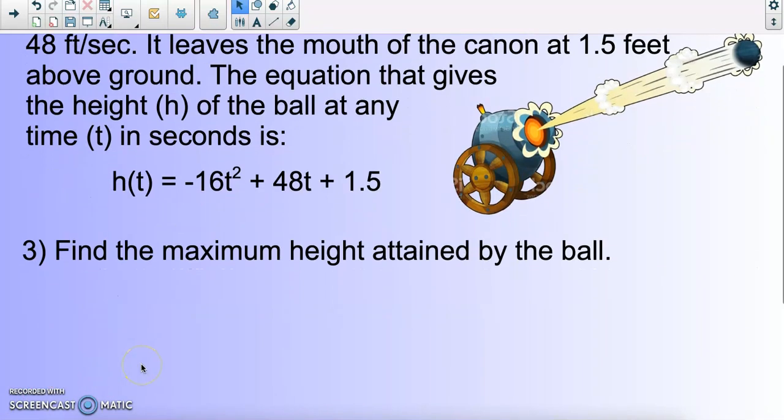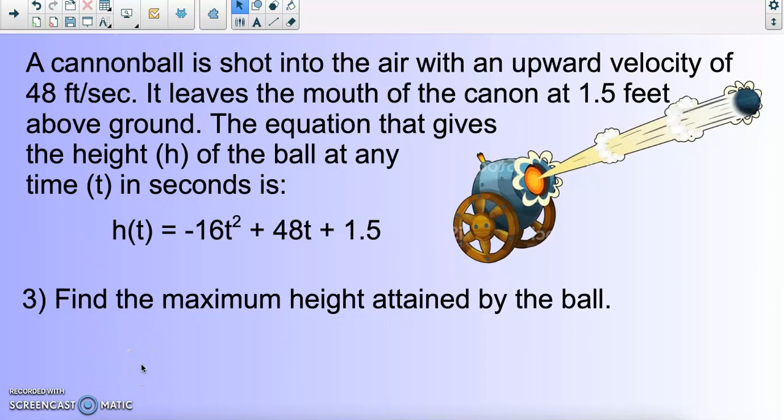In the second batch of problems, we have a cannonball being shot. We're given some information about its initial rate, and how high above the ground it is. And we're given this formula that determines the height, h, as a function of time. So height depends on how much time has passed. You may notice that the 1.5 feet is the initial height, how high the cannonball was when it left the ground.